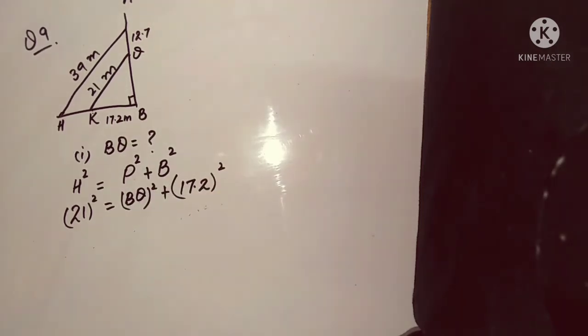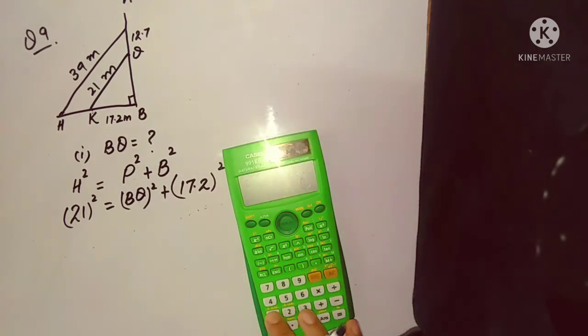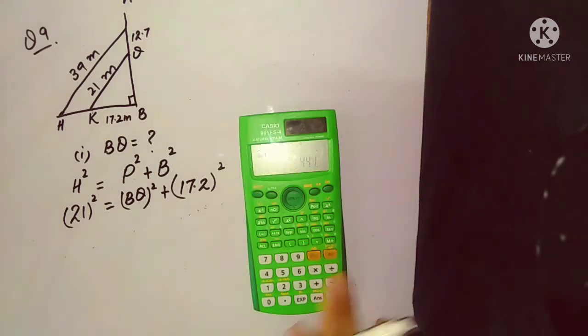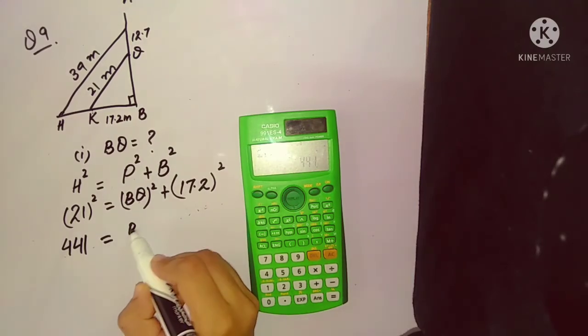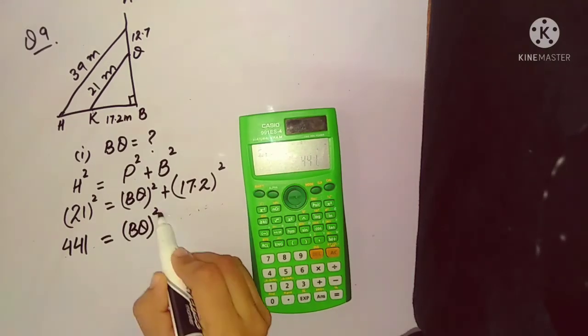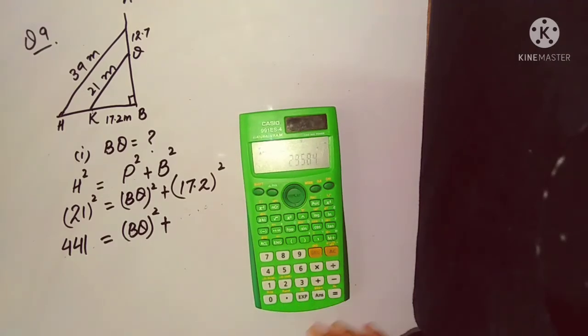Alright, so when you take the square of 21, what do you get? 21 squared will be equal to 441. You write BQ square as it is. Now take the square of 17.2. So what do you get? You will get 295.84.